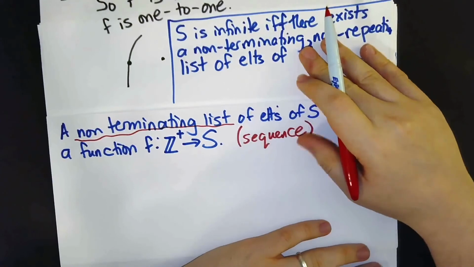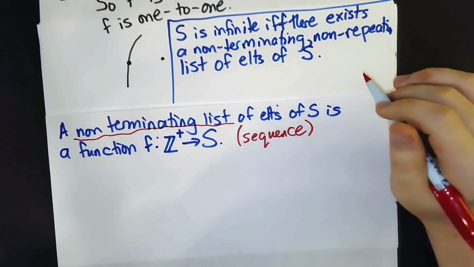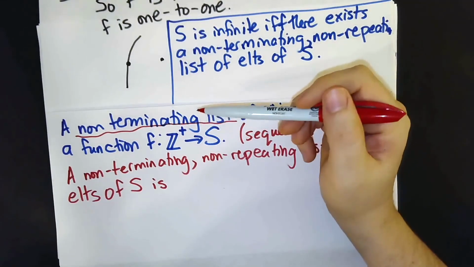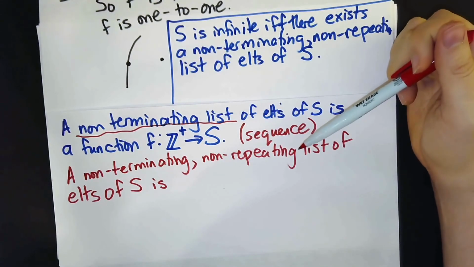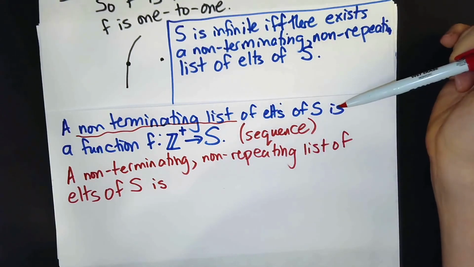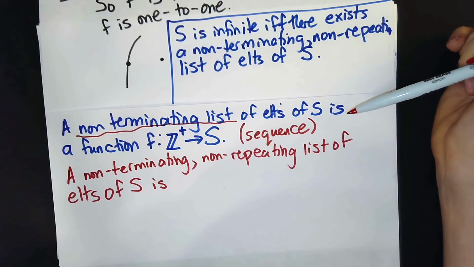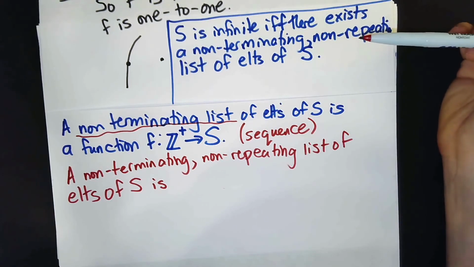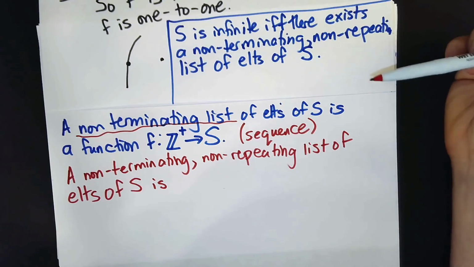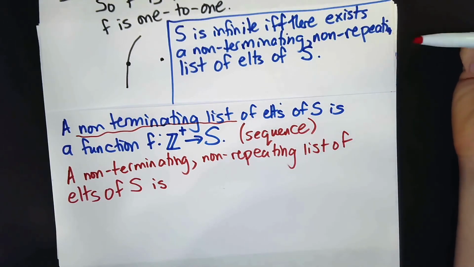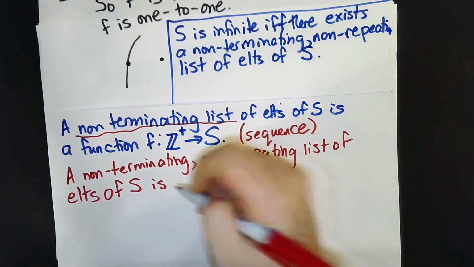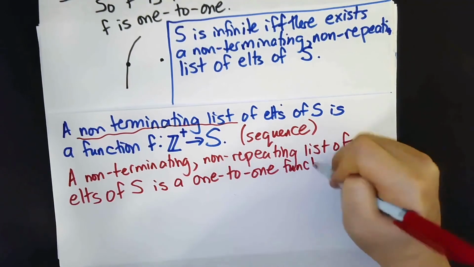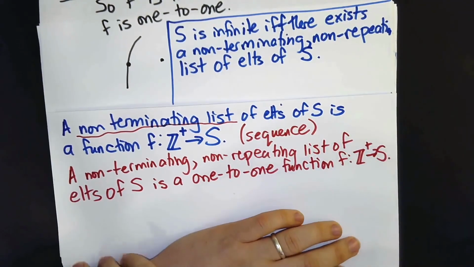So pause, think for a second. If I want to also add that the list is non-repeating, then what do I have to modify about the definition I gave here? And well, hopefully, having learned what we've learned in this video, I have to add that the function is one-to-one. So a non-terminating, non-repeating list of elements of S is really a one-to-one function from Z plus to S.